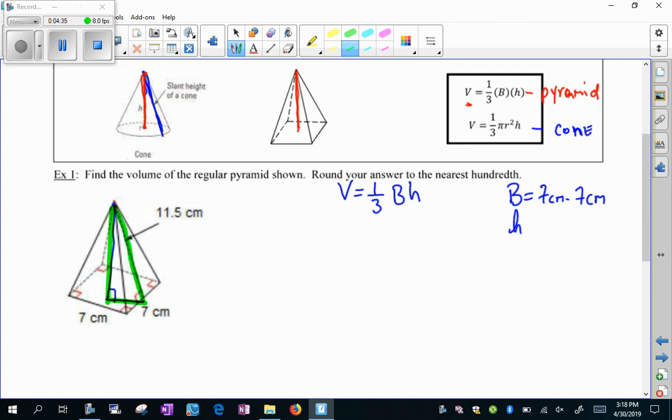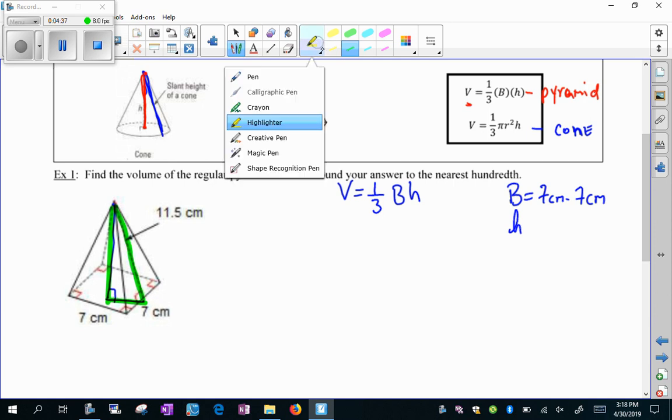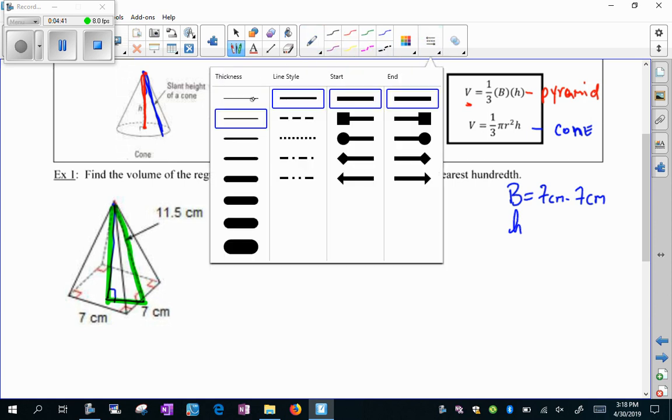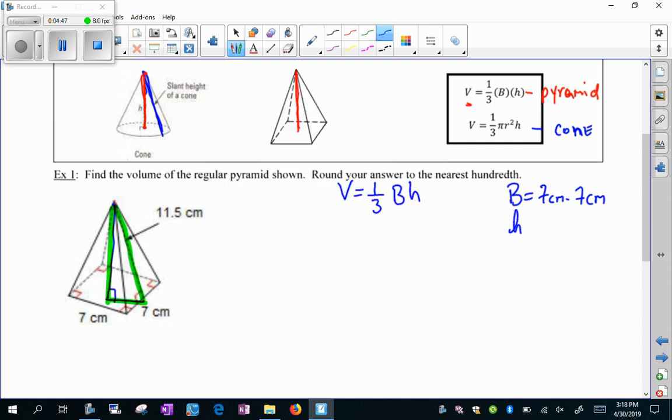All right, so that's the right triangle. Now, what else do I know? I know that the hypotenuse is 11.5. And then I know that one leg here, well, this distance is going to be halfway. So that's going to be 3.5 centimeters. And I'm looking for the altitude. So that's going to be x.